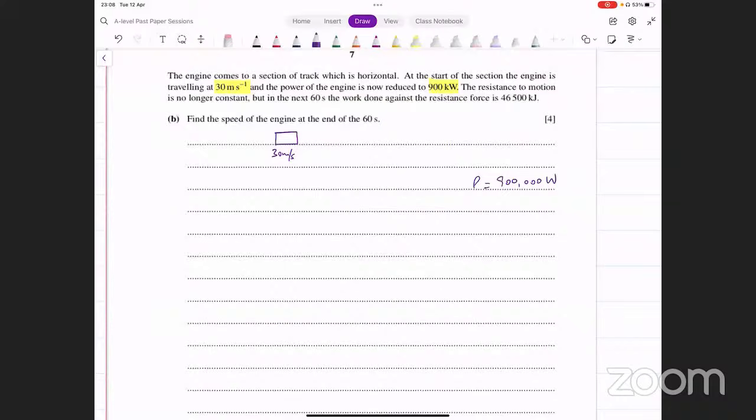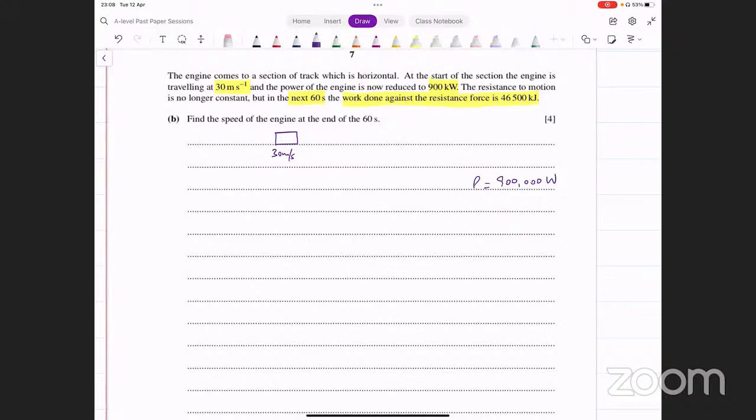लेकिन उससे क्या क्या उसके साथ नेक्स्ट 60 सेकंड्स के अंदर जो रेजिस्टेंस फोर्स है दैट इज 46,500 किलो जूल्स। ओके, रेजिस्टेंस फोर्सेस ने दी हुई है कितनी देर के लिए? 60 seconds के लिए, ठीक है। So work done against resistance is not the force, it's the work done against resistance, that is 46,500 kilojoules. Okay, ये हमारे पास information.